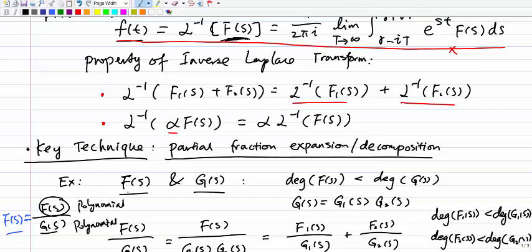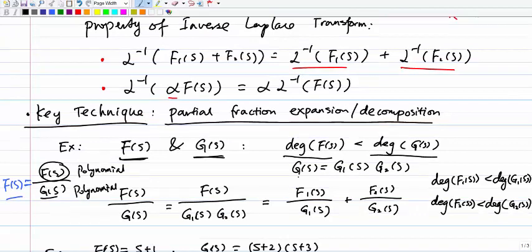Now let's speak about F(s) and G(s). First of all, we mainly talk about the case when the degree of F(s) is less than the degree of G(s). I'll give an example to explain the definition of degree. Also assume the denominator G(s) is written as G1(s) times G2(s), where G1(s) and G2(s) are also polynomials.